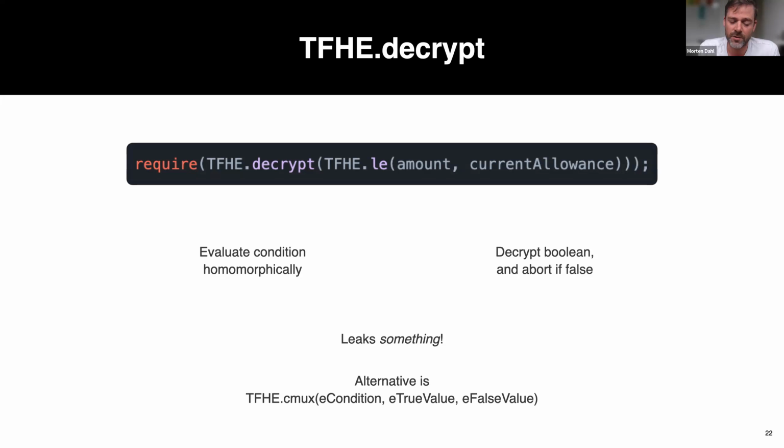So as an alternative, you can also use a CMUX, or this kind of encrypted if-else, where you still evaluate the condition homomorphically, and then you evaluate both cases, both if this was an encrypted true or an encrypted false, and then you mix those together to arrive at the result. So in this case, there's no failing. This operation cannot be aborted. The downside is that you're paying for both branches, both the if branch and the else branch, but no leakage.